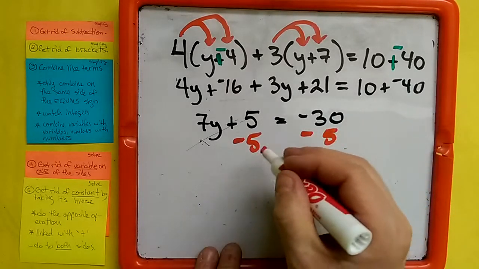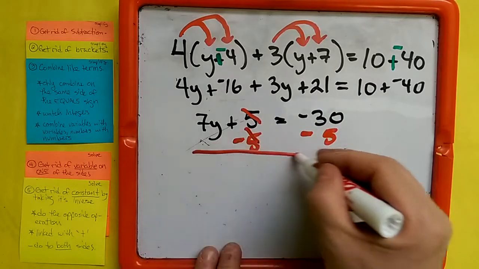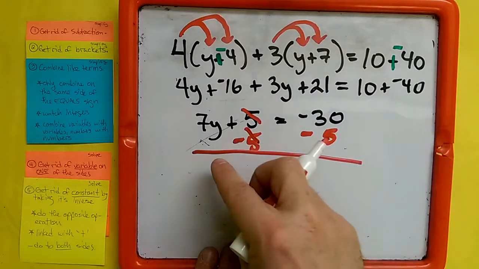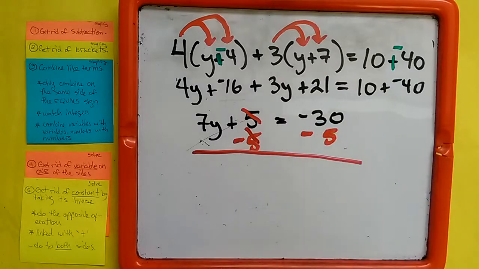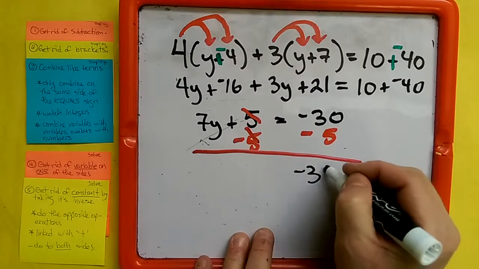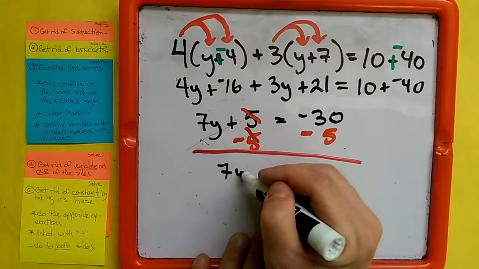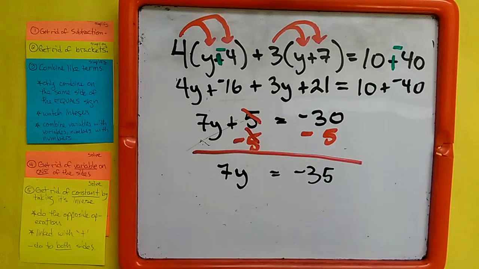What ends up happening now is that 5 and negative 5 will give us 0, and those two will cancel out. We put a line underneath to show that we're done that step. And now we do it to the other side. Negative 30 and negative 5 is going to give us negative 35. Really watching those integers. That's what we get there. On this side now, we're left with 7y because the 5's have canceled out.